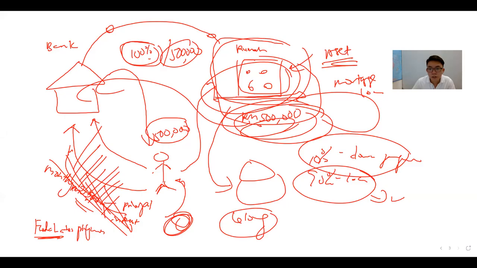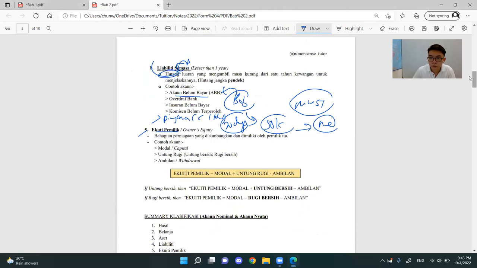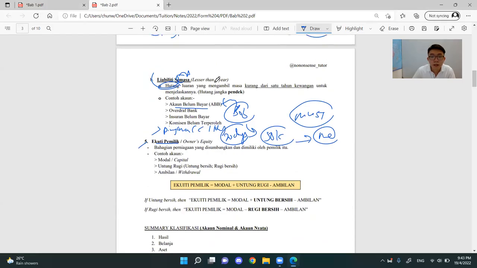So whenever you see a gadai janji or pinjaman, it is normally a liability, bukan semasa. So after that will be liability semasa. So liability semasa will be lesser than a year. And then contoh will be account belum bayar lah. And then overdraft bank. What is overdraft bank? Let's say your bank only got 500 ringgit. But you go and write a check for 1,000 ringgit. So when you had 500 ringgit only, you pay 1,000 ringgit, meaning your bank account still minus 500 lah. You take more than what you have.